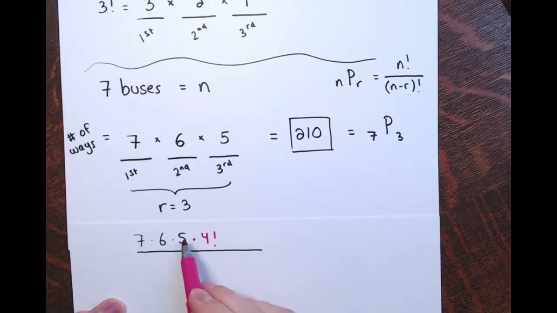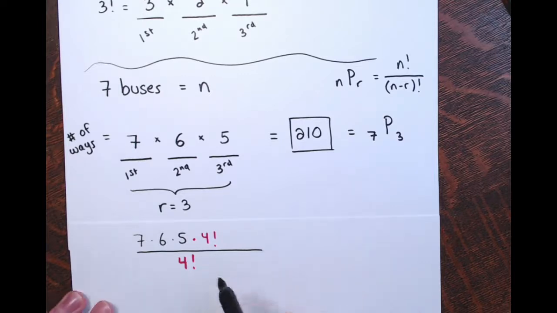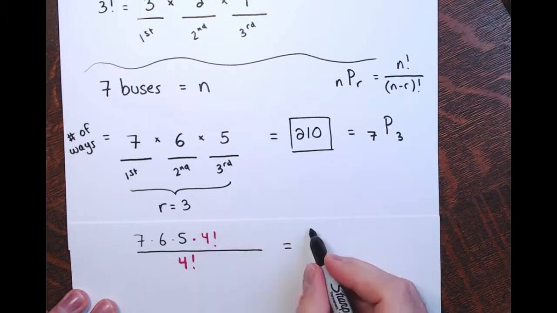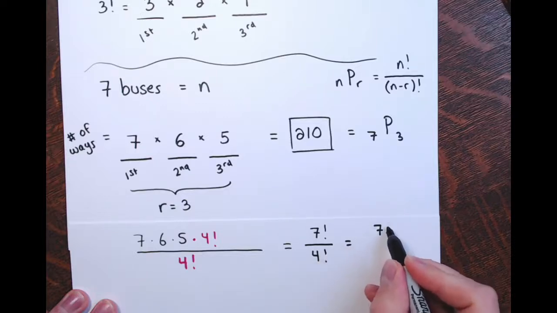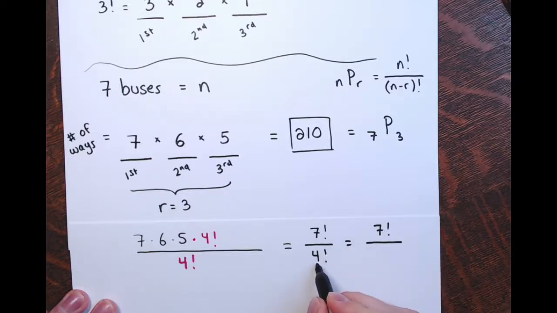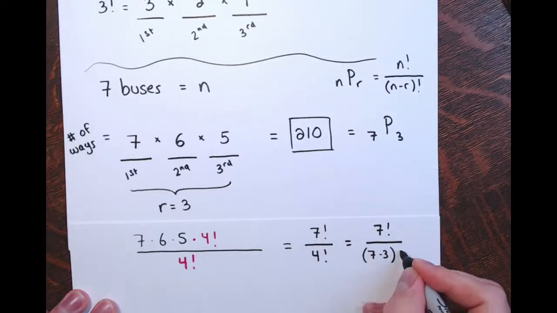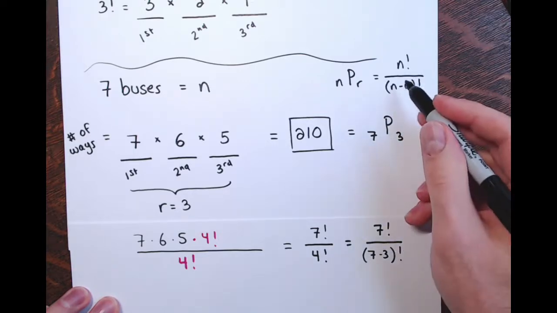And I can't just multiply the numerator by a number, right? Whatever I multiply the numerator by, I have to multiply the denominator by as well. So I put a 4 factorial in the denominator, and then this 7 times 6 times 5 becomes 7 factorial in the numerator and 4 factorial in the denominator, or 7 factorial divided by, and then 4 is just 7 minus 3. Right? 7 minus 3 factorial, and there's the same result I would have gotten using that formula.